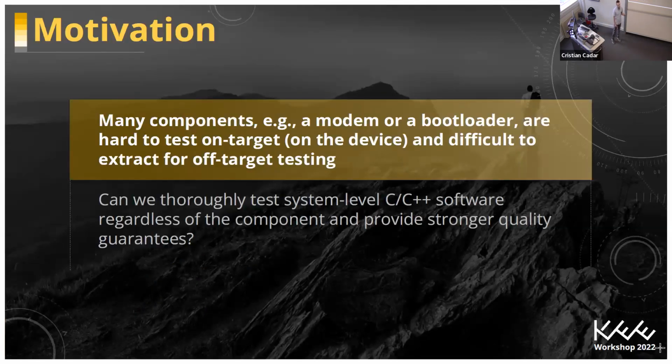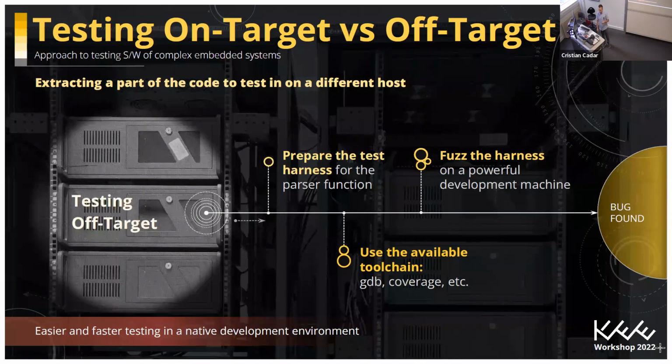So we asked the question whether it's possible to test such low-level system software in C and C++ to provide stronger quality guarantees. And there's a promising technique called off-target testing. It has been used by security researchers in an ad hoc manner. The idea is that let's say you're interested in one function, you take it, you try to pull in all the dependencies, compile the code, and then use the toolchain which you have available on your local machine, like GDB, sanitizers, fuzzers, and so on.